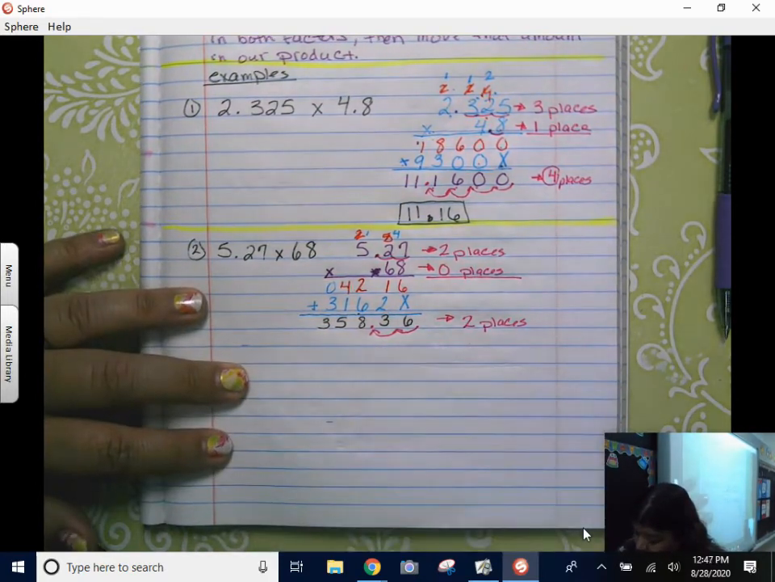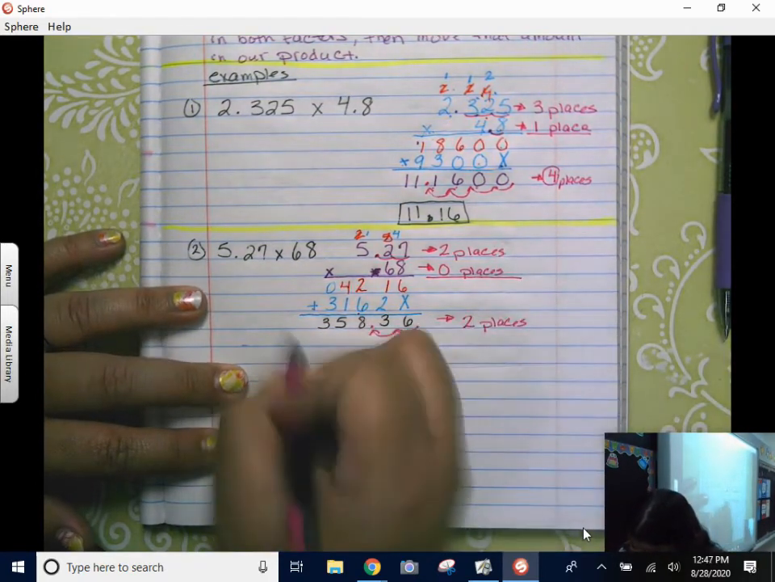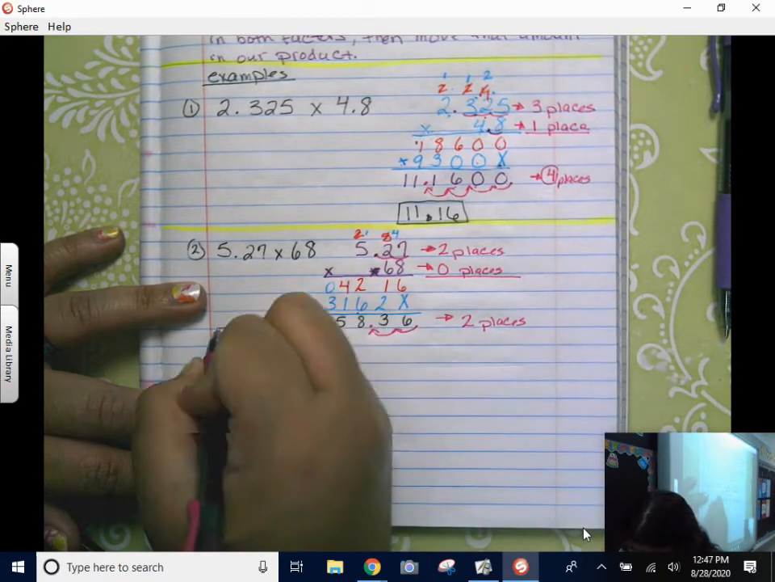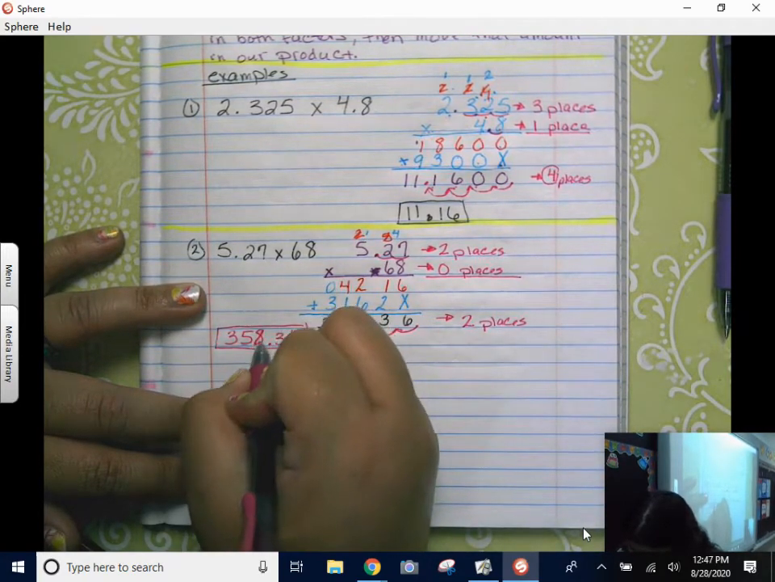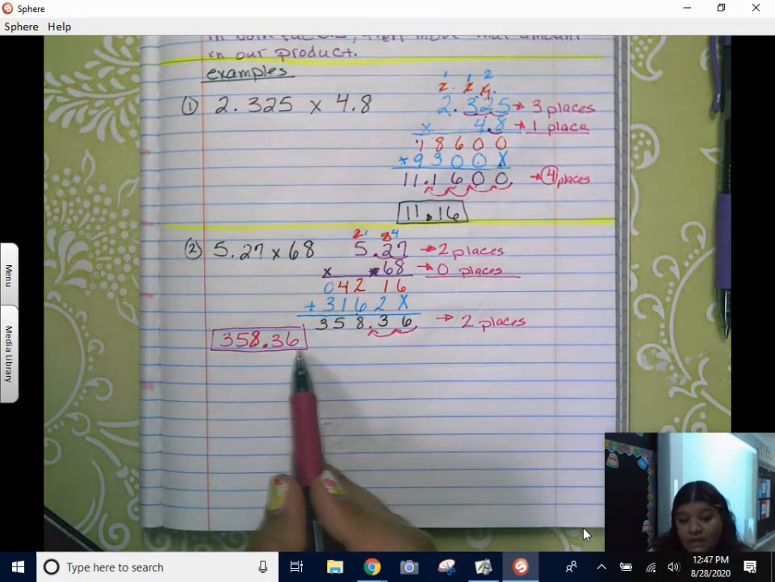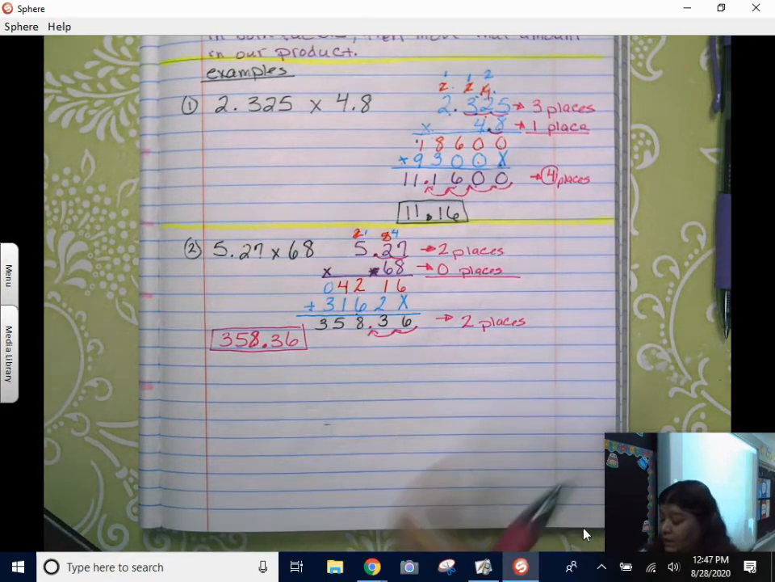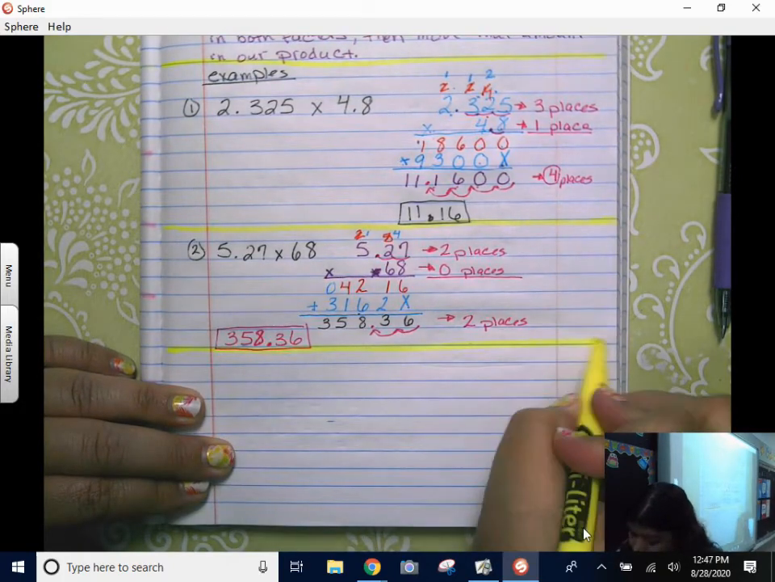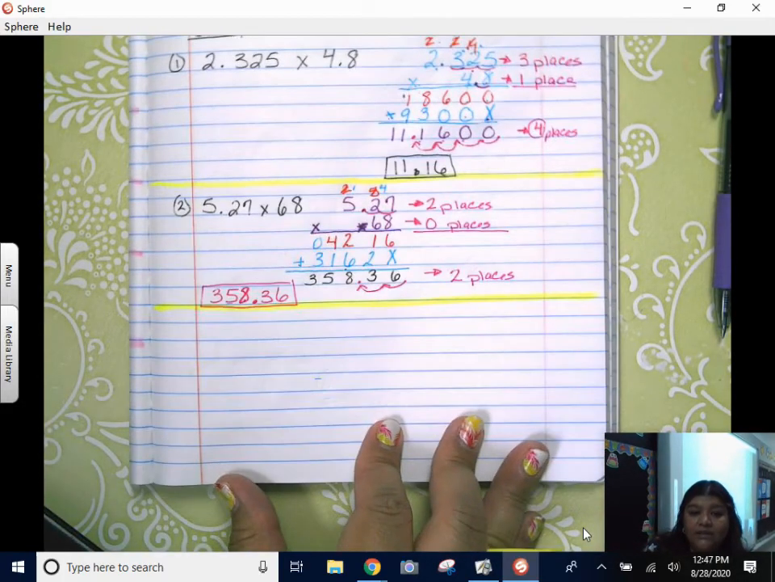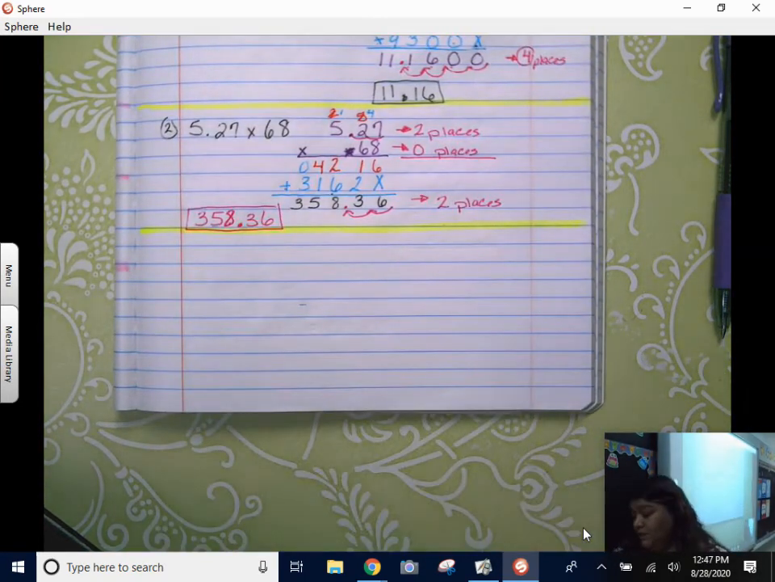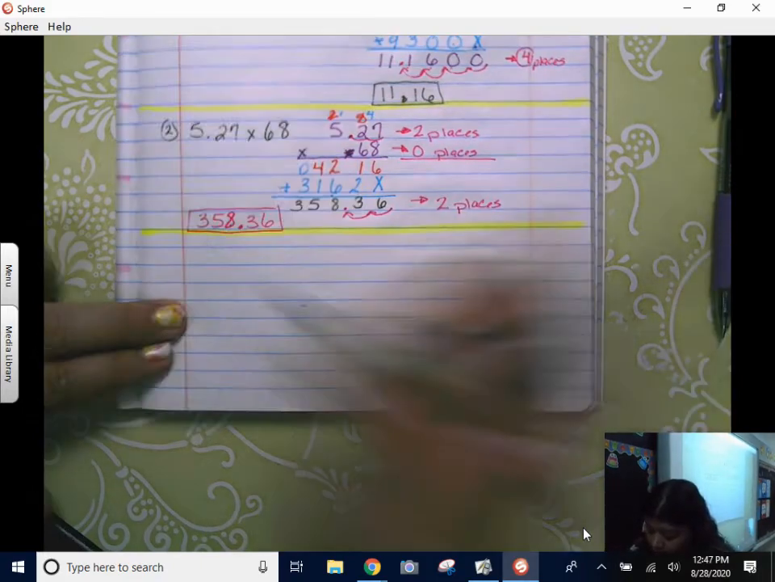Okay. I'm going to rewrite it just so it looks pretty. The actual answer here, 358 and 36 hundredths. Okay, just like that. All right. So since I didn't have any extra zeros at the end, I don't have to take anything off. It stays exactly the way we had written it before. And just box in your answer. Okay. Again, if you have questions or you need to pause the video, go ahead and do that. But you can always email me any questions you have or get onto Google Meets, and I'll be there during my office hours.